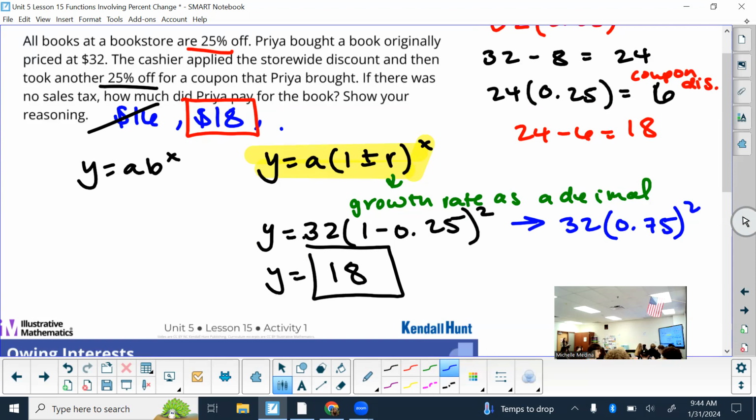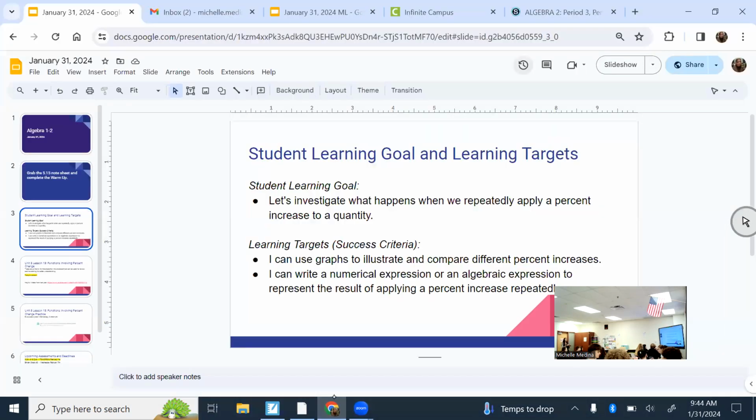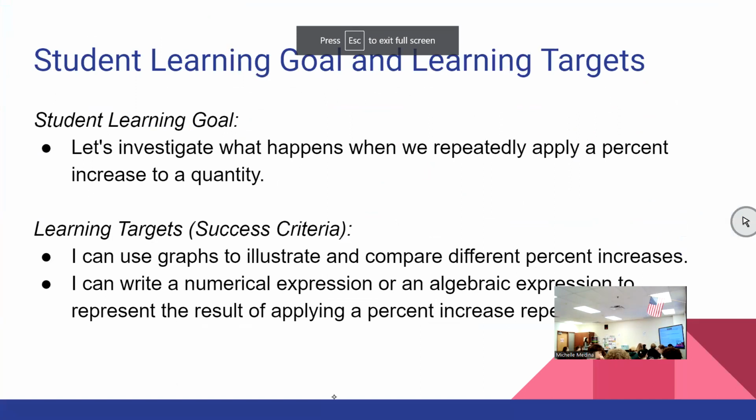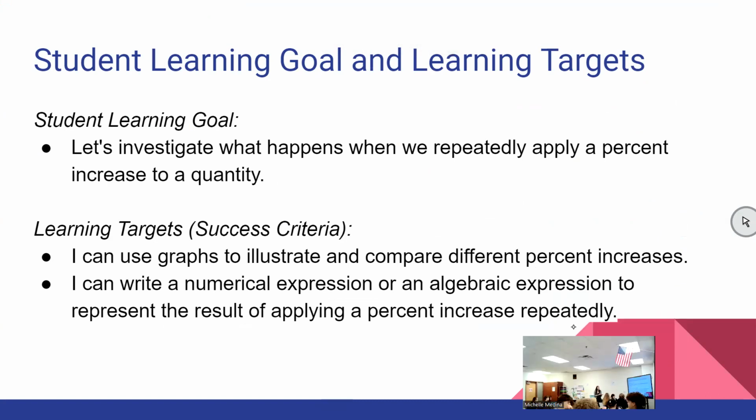All right, so again, in my opinion, this is all just practice. We've done it before. But by the end of the lesson, we'll use graphing technology to compare the different percent increases or decreases. And also just more practice writing the expressions when we're applying a percent repeatedly.